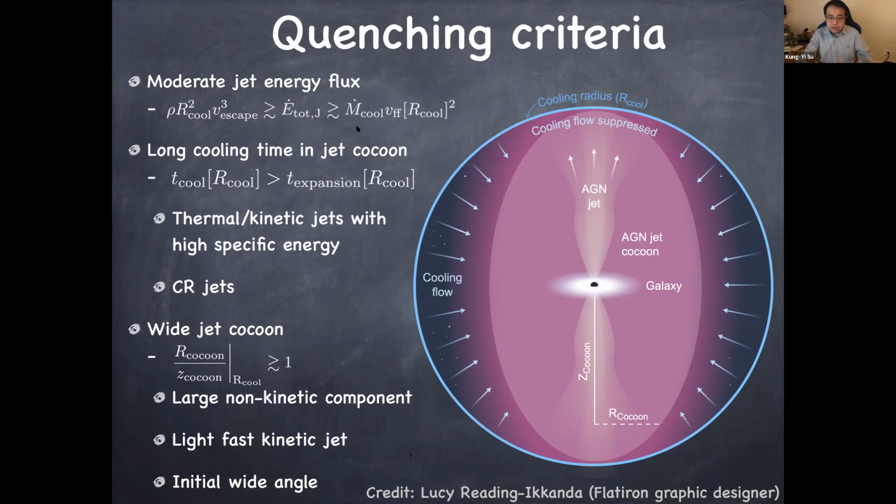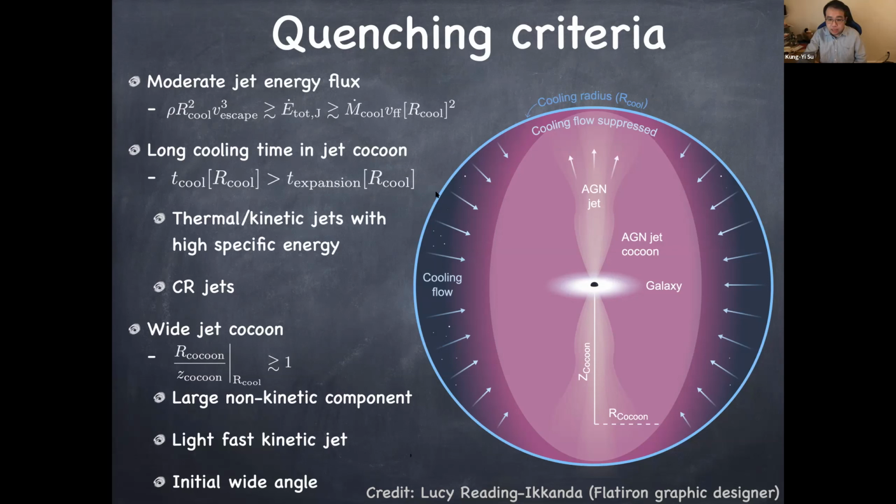So one criterion is definitely the energy criterion. The AGN jet should at least have a moderate energy that is comparable to the free fall energy at the cooling radius. But it should not be too high. If the energy is too high, it will decouple all the gas at the cooling radius, and the effect will be very explosive, as you can imagine.